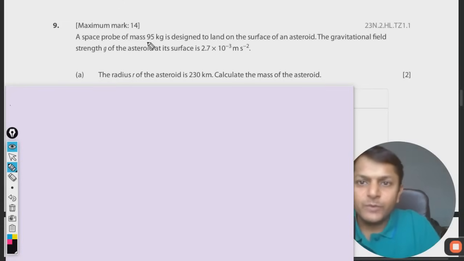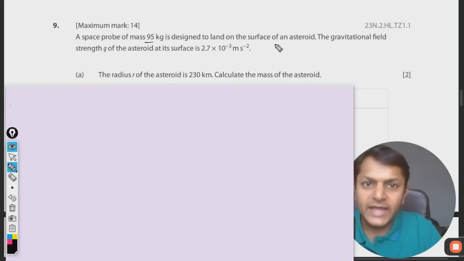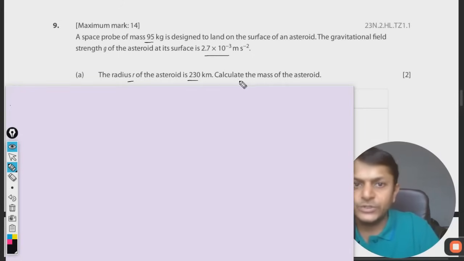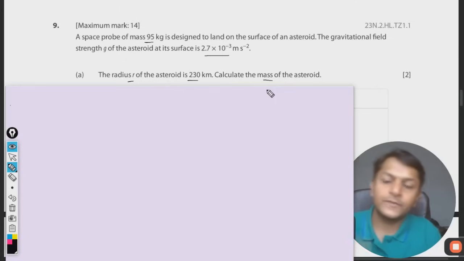A space probe of mass 95 kg is designed to land on the surface of the asteroid. The gravitational field strength g on the asteroid surface is given as 2.7 × 10^-3. The radius r of the asteroid is 230 kilometers. Calculate the mass of the asteroid.